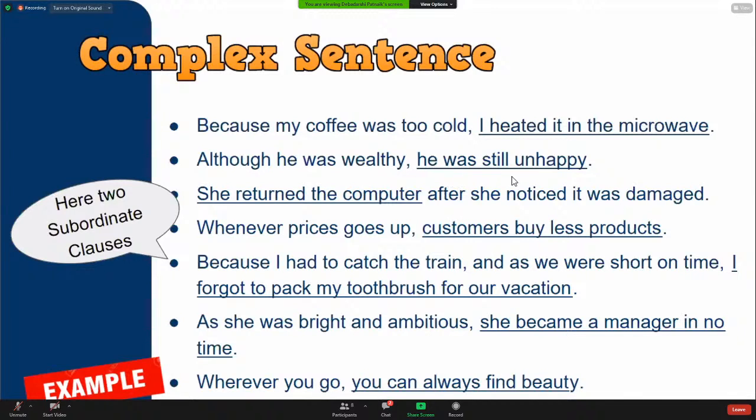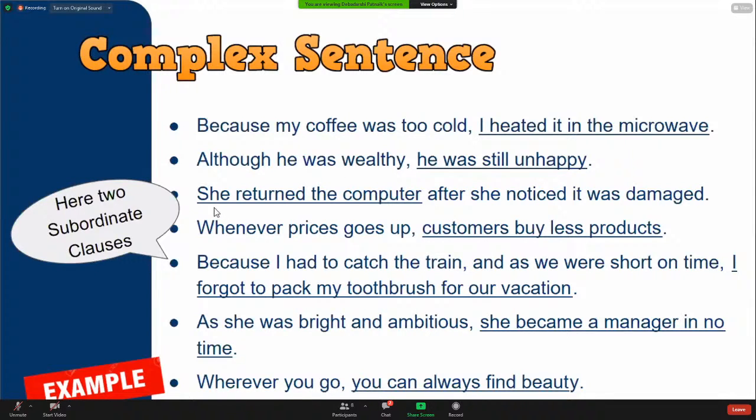Now in the second example: although he was wealthy, he was still unhappy. అతను సంపన్నుడైనప్పటికీ కూడా బాధపడుతూనే ఉన్నాడు. That means वो दुखी है. I will say that he is unhappy; that is also a separate thing. He is still unhappy. वो फिर भी दुखी है. उसके पास बहुत पैसा है, फिर भी वो दुखी है. Although, what is the meaning of although? అయినప్పటికీ. फिर भी.